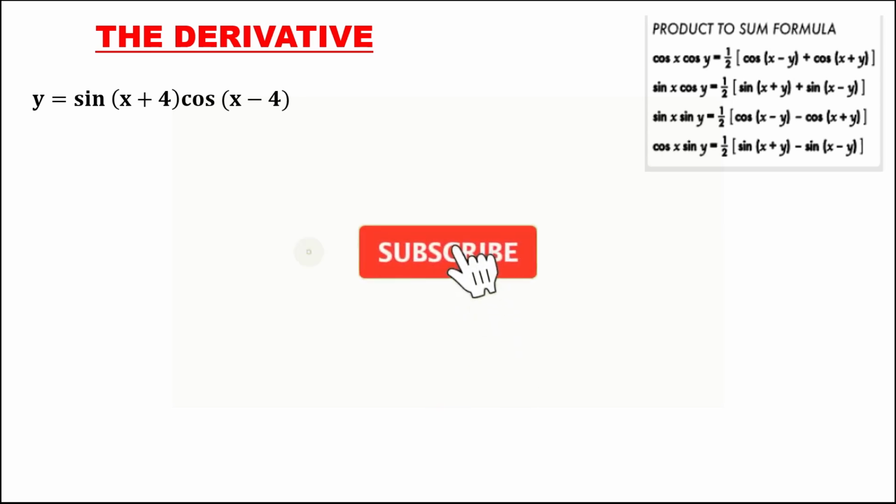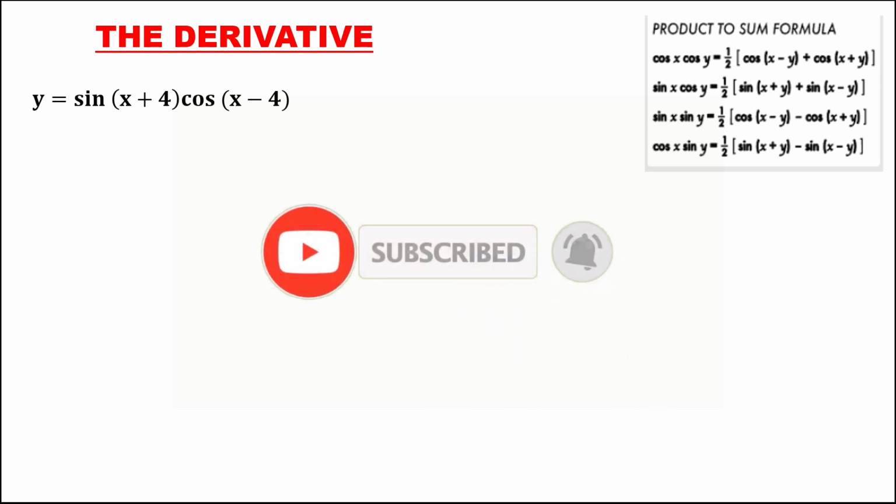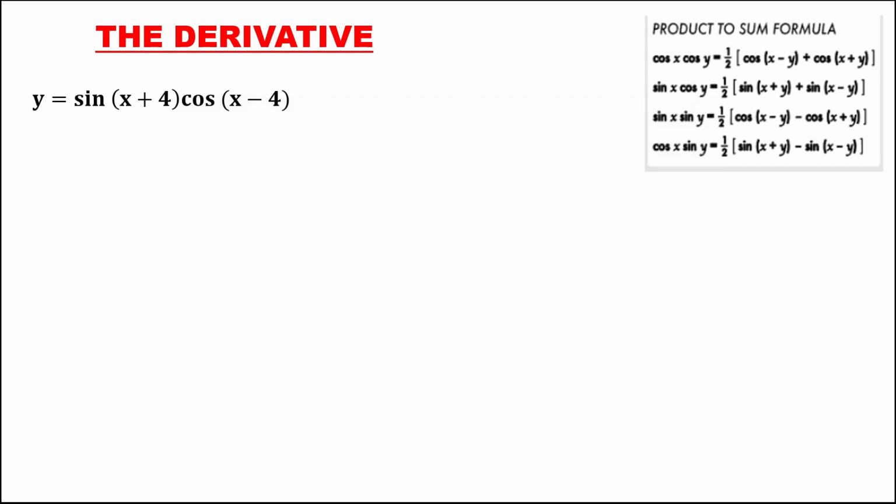So for this problem, to evaluate the derivative of sine(x + 4) cosine(x - 4), since these are given different angles, we're going to first use a trigonometric identity before finding the derivative. So from this product and sum identity, we have sine x times cosine y. So this is sine x and this is cosine y. Then apply now this formula.